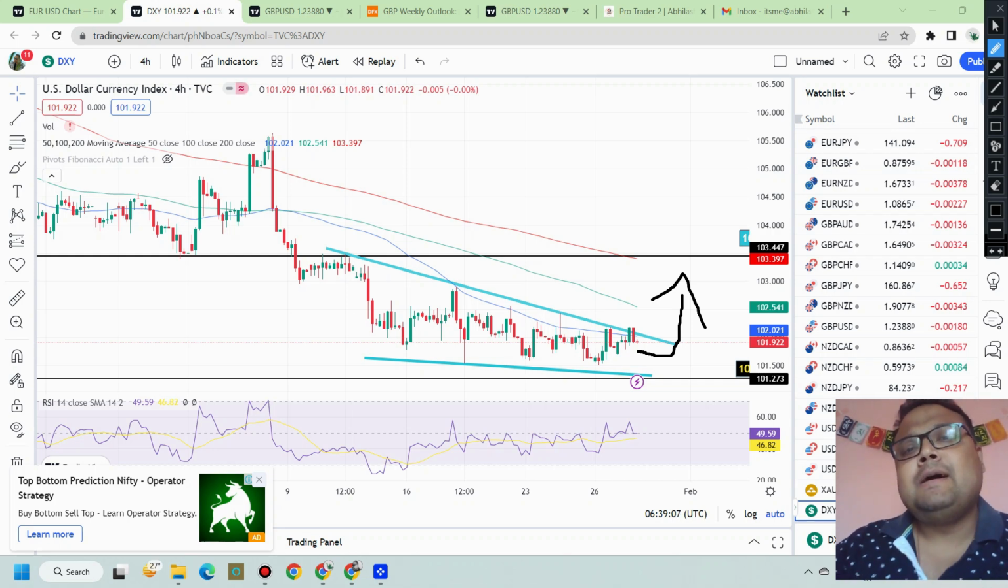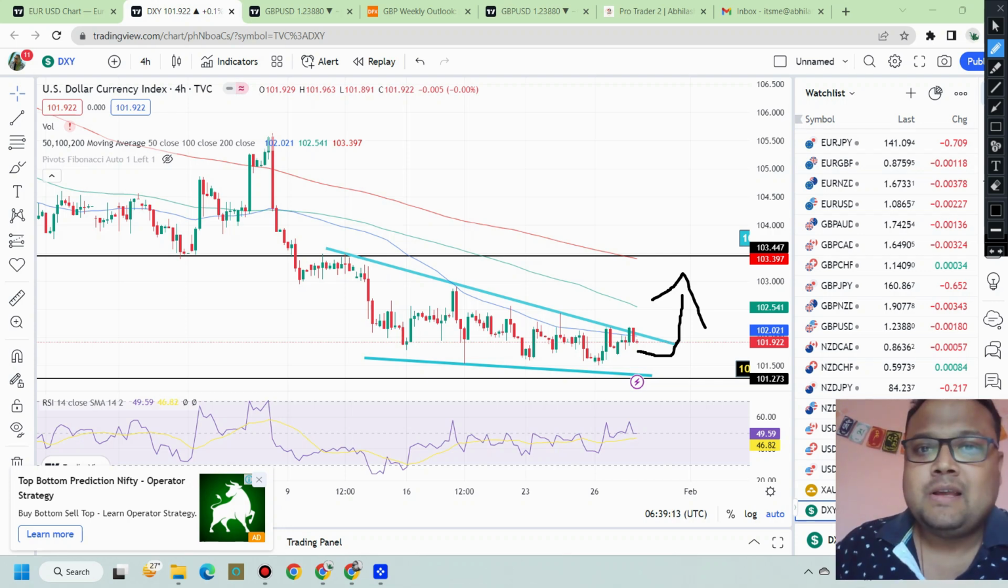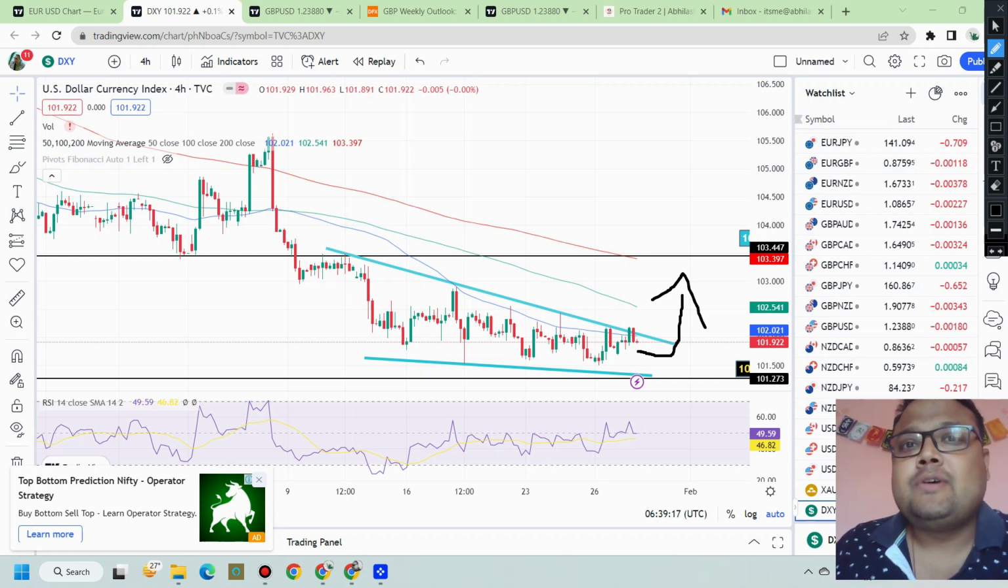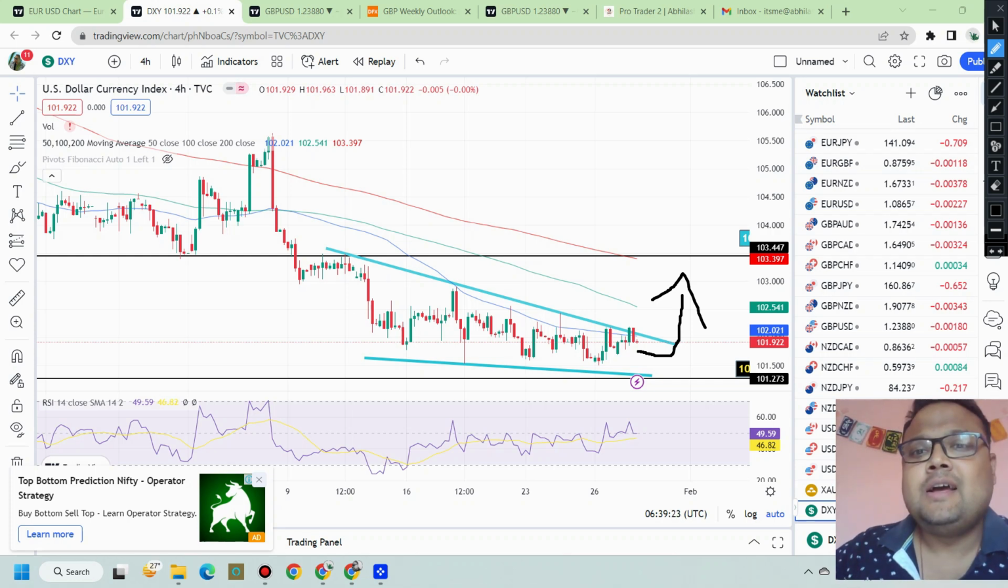But my dear friends, in my personal experience, I have seen that before the news, the chart speaks the story. So if that's the case, then yes, there may be some upside on DXY and we may see a trend reversal, or some sort of retracement, or a good amount of retracement, on the chart of GBP USD.